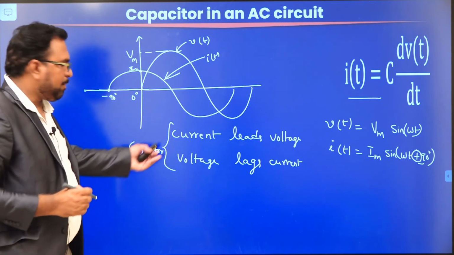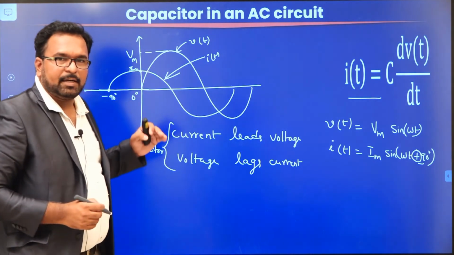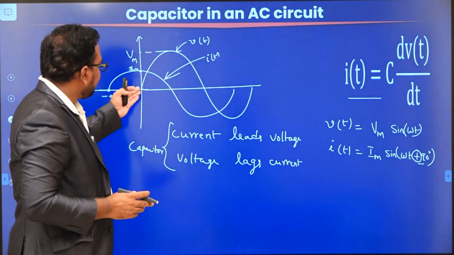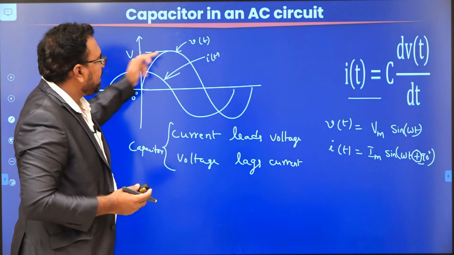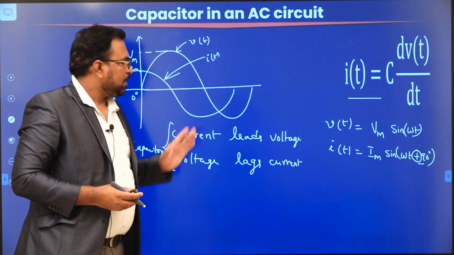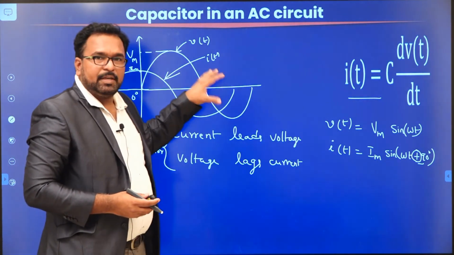Please keep in mind that here also voltage and current are out of phase because they have not started at the same point, unlike a resistor. That's why we say that voltage and current are out of phase. That's all about the waveform in case of a capacitor.